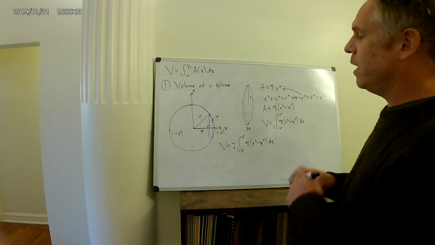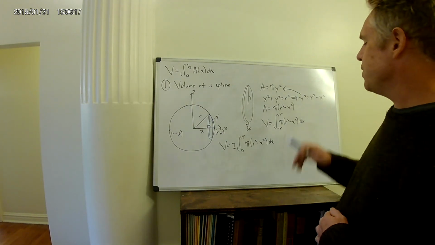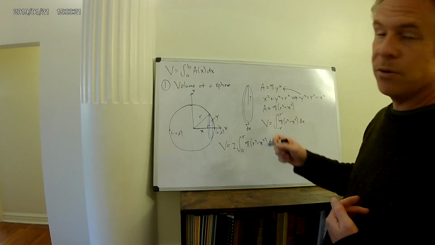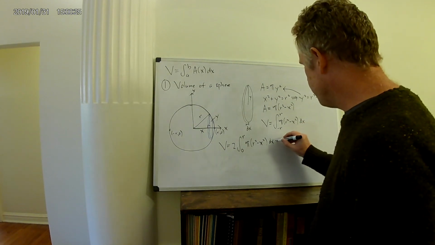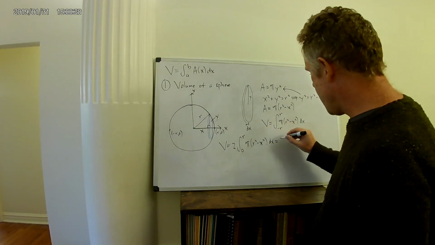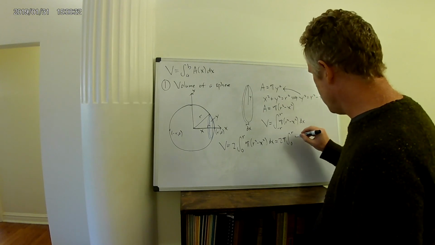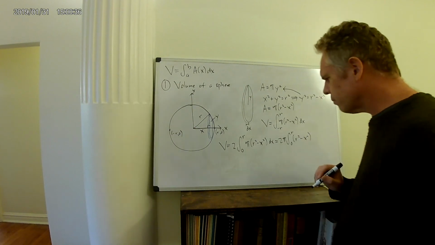That's a clever simplification. The more you do calculus, the more use you get to doing it. Why do we do that? Because it's a hassle. I'd rather plug in 0 as a limit than minus r, so this integral is easier to evaluate. That's why I did this. Okay, let's go further here. Now we can pull out the pi. We get 2 pi times the integral from 0 to r of r squared minus x squared dx.